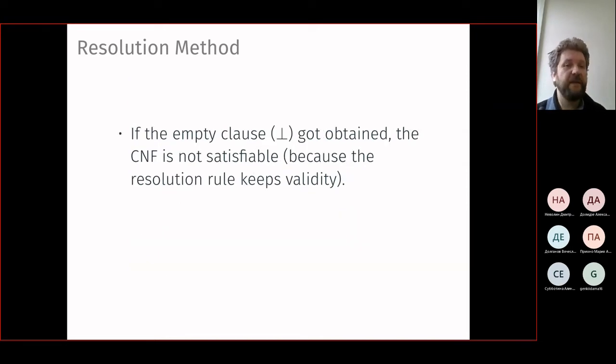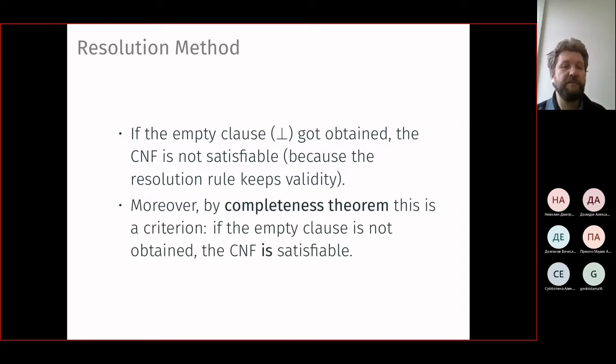But what's the idea? If we obtain an empty clause, which corresponds to being false, just constant false, then that CNF is not satisfiable, because the resolution rule keeps validity. You cannot satisfy this, it's false, and therefore you could not have satisfied the original one. And moreover, there is a completeness theorem. This is a criterion that if you cannot obtain the false clause, the empty clause, then the CNF is satisfiable. And we'll prove it today.